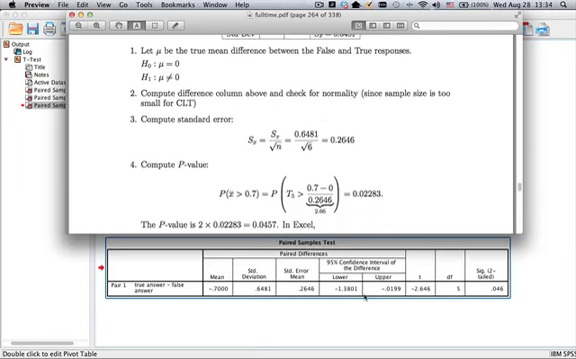Recall that we can use the confidence interval approach. If this contains the reference value, then you can't reject the null. In this case, the reference value is 0. The confidence interval does not contain 0, so we reject it.